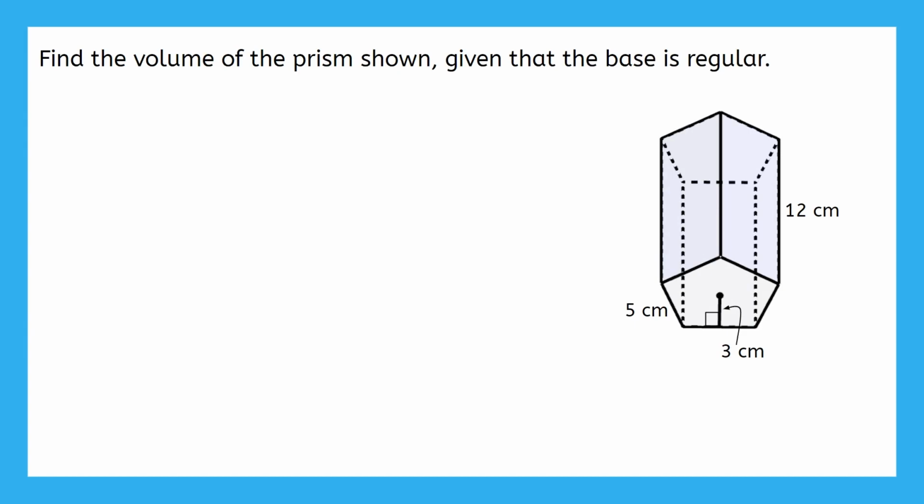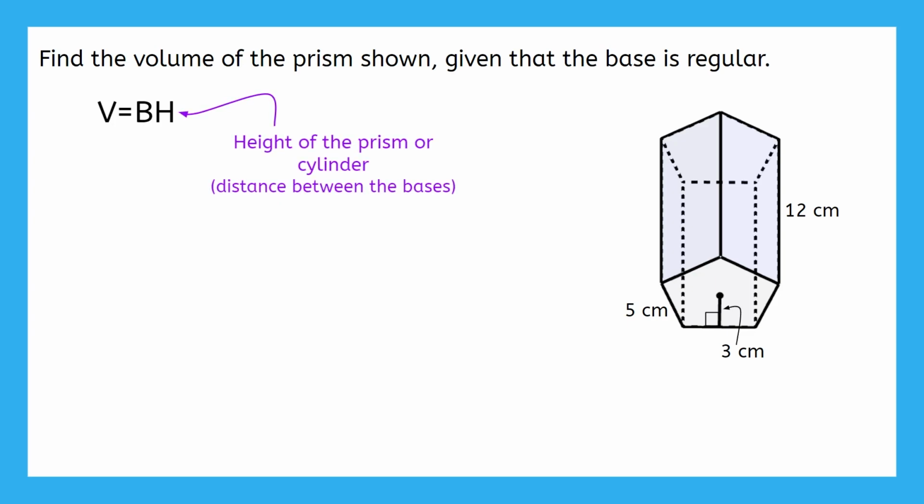This problem says to find the volume of the prism shown, given that the base is regular. Can you figure out a plan for how to solve this? Remember, the formula we're using is volume equals big B times big H, with capital V representing the volume of the prism or cylinder, capital B representing the area of the base, and capital H representing the height of the prism or cylinder. Pause the video now and see if you can try this on your own.